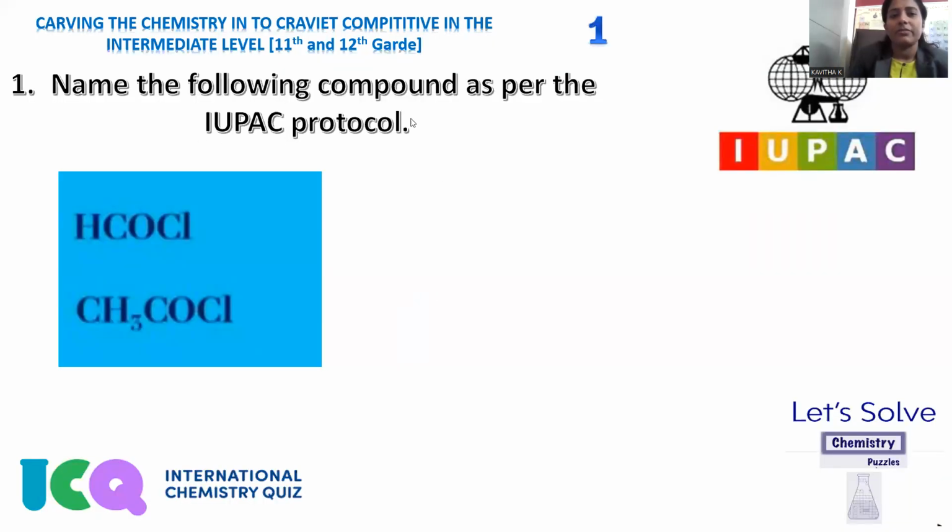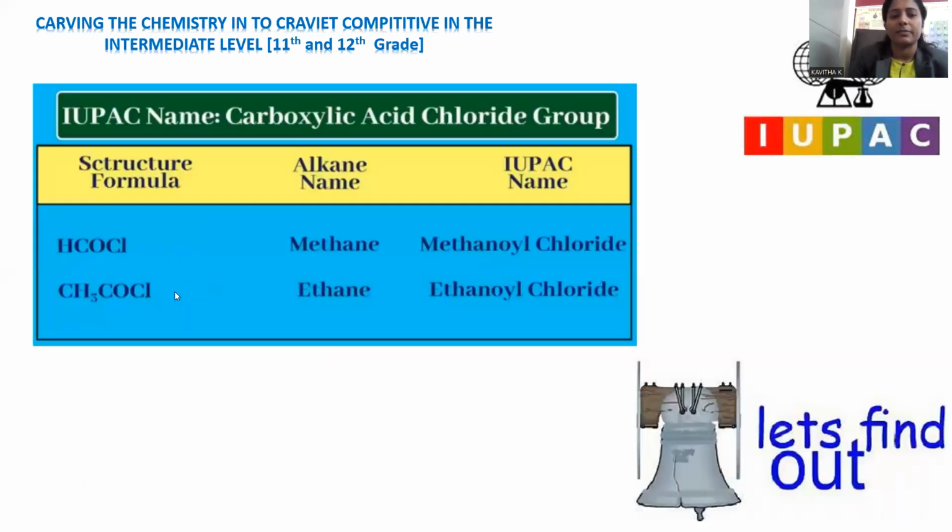Here, question number 1 is given from IUPAC. Name the following compound as per the IUPAC protocol. IUPAC stands for International Union for Pure and Applied Chemistry. As per the IUPAC, we need to assign the name for these two organic compounds. One is called formyl chloride in general words, and the second is called acetyl chloride. We need to give their IUPAC names.